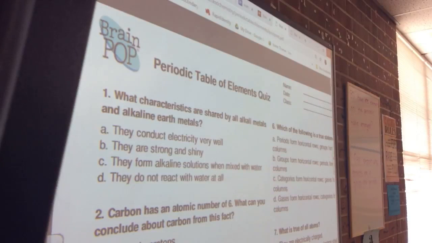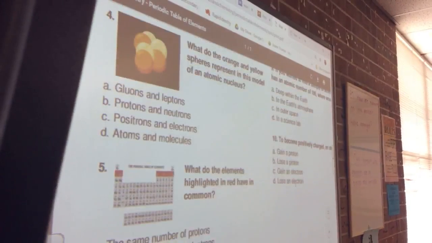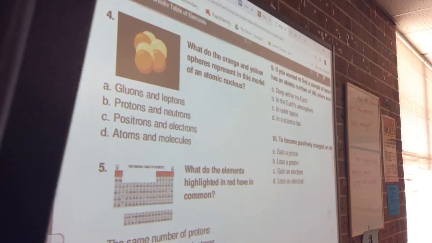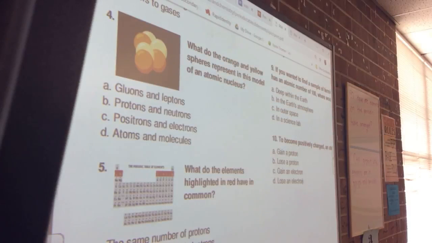Number 4. Even if you didn't know what color it was, you should be able to answer this question. What do the orange and yellow spheres represent in this model of an atomic nucleus? That goes to Deontay. What you got? B, very good. Protons and neutrons. You didn't even have to have a picture to be able to answer that question. There's only 2 things that could be in the nucleus, protons and neutrons. That's B.